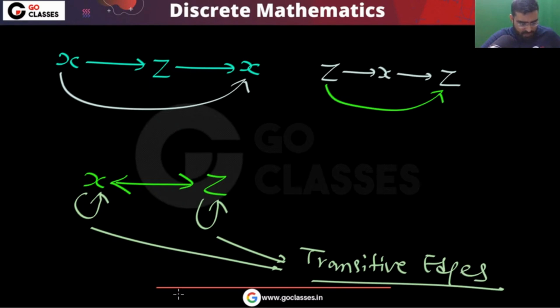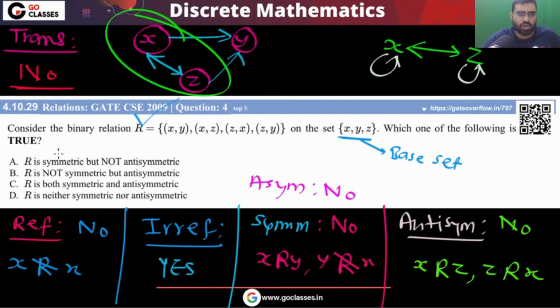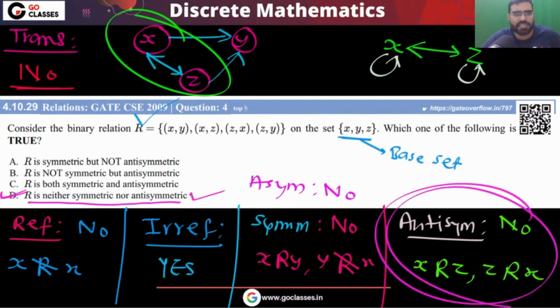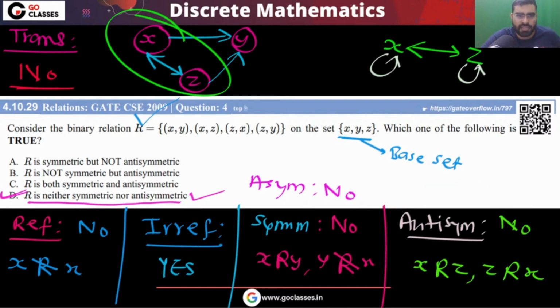Okay. So finally, the answer is that the relation is not symmetric and not antisymmetric. So neither symmetric nor antisymmetric. The answer will be option D. And what about equivalence relation? This is not an equivalence relation because it is not symmetric, not reflexive, and not transitive. What about a partial order relation? This is not a partial order relation because it is not antisymmetric. So it is neither an equivalence relation nor a partial order relation.